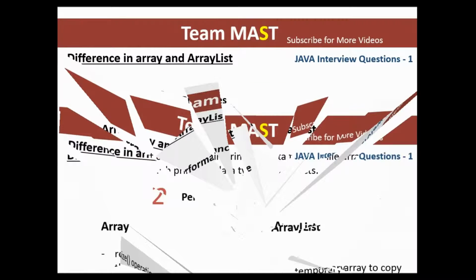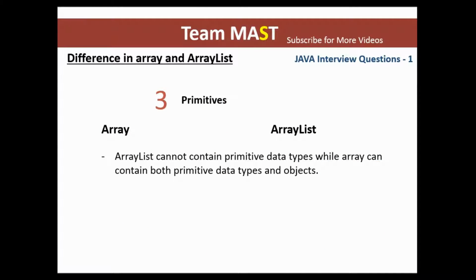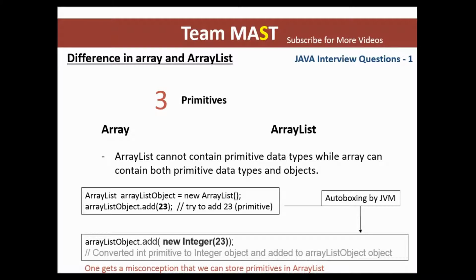Next, primitives. An array list cannot contain primitive data types, while an array can contain primitive data types and objects also. Now you will ask a question like, I can store primitives in an array list, but really what's happening inside is autoboxing by the JVM.